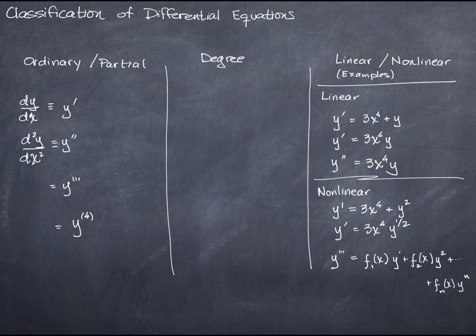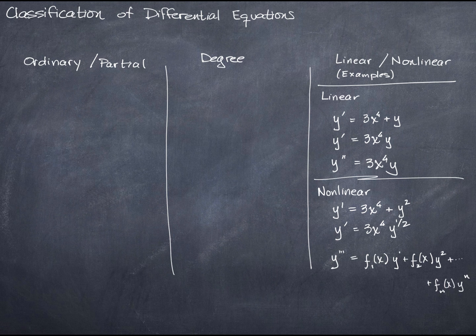This is to the nth power. Even if I were to erase all these middle terms, the presence of y to any power other than 1, including non-integer powers, means that this is a nonlinear differential equation. Okay, so we've talked now about what it means to be a linear or a nonlinear differential equation. And in both cases, I have examples that have been produced by taking more than one derivative, right? So what do we do with that?